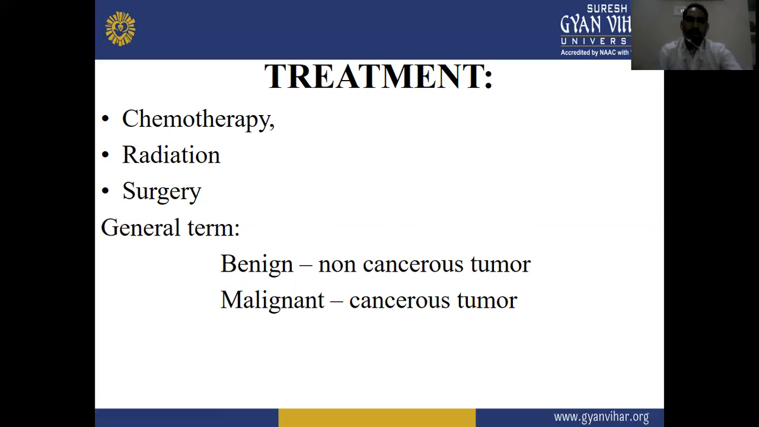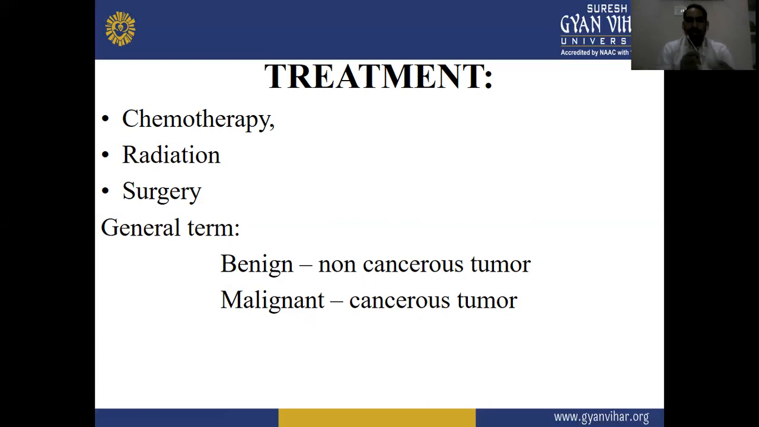And the next treatment is radiation, in which radiation therapy, also known as radiotherapy, is a cancer treatment that uses high doses of radiation to kill cancer cells and shrink tumors. And next one is surgery. Surgery can remove the tumors and nearby tissues during an operation.